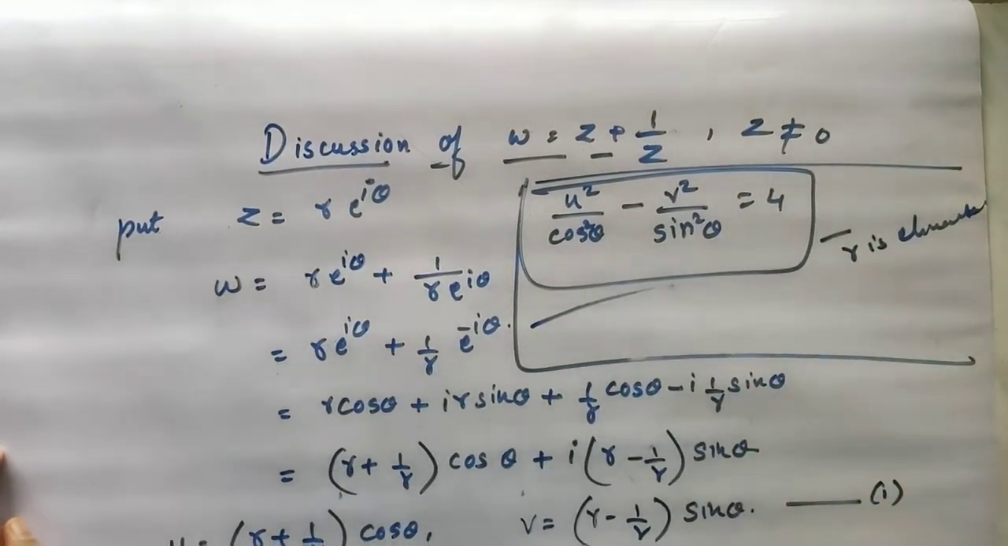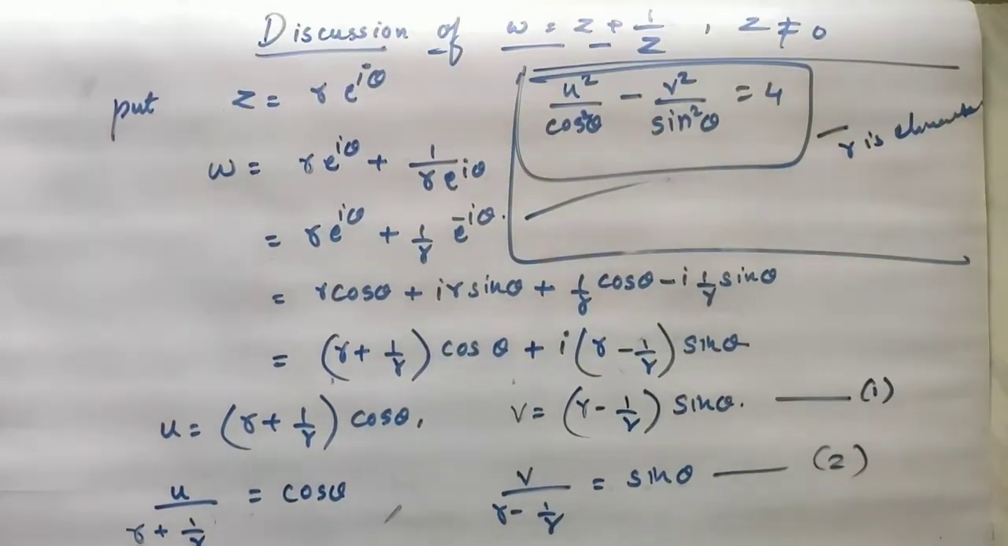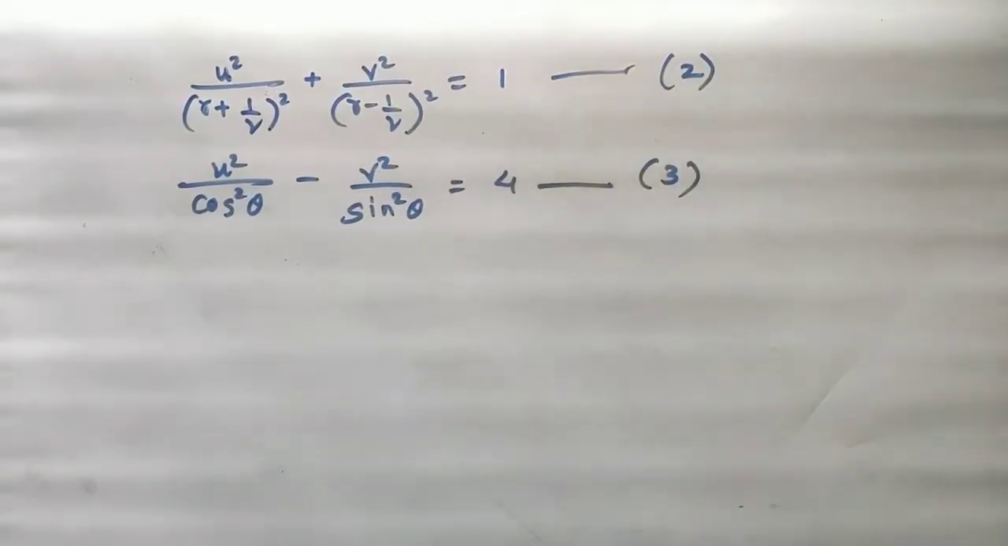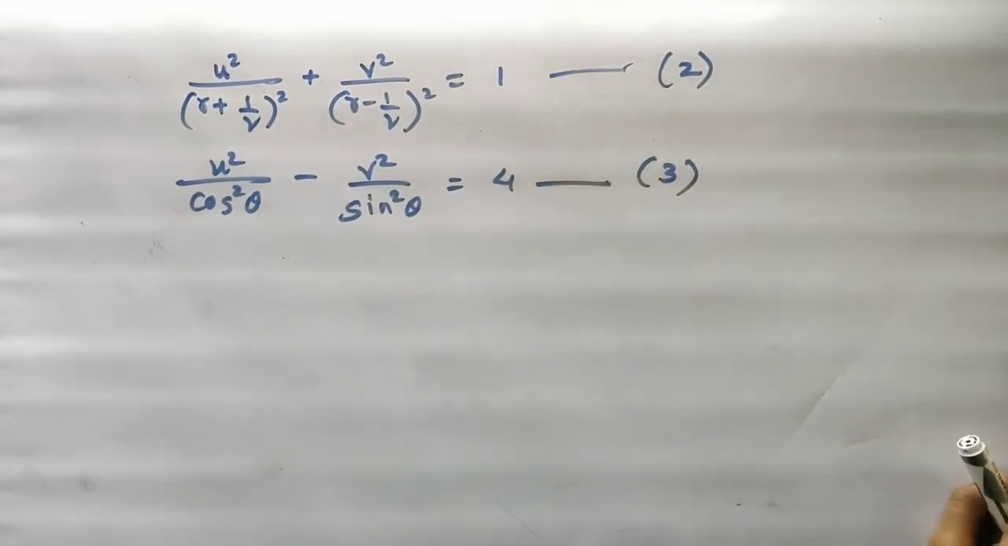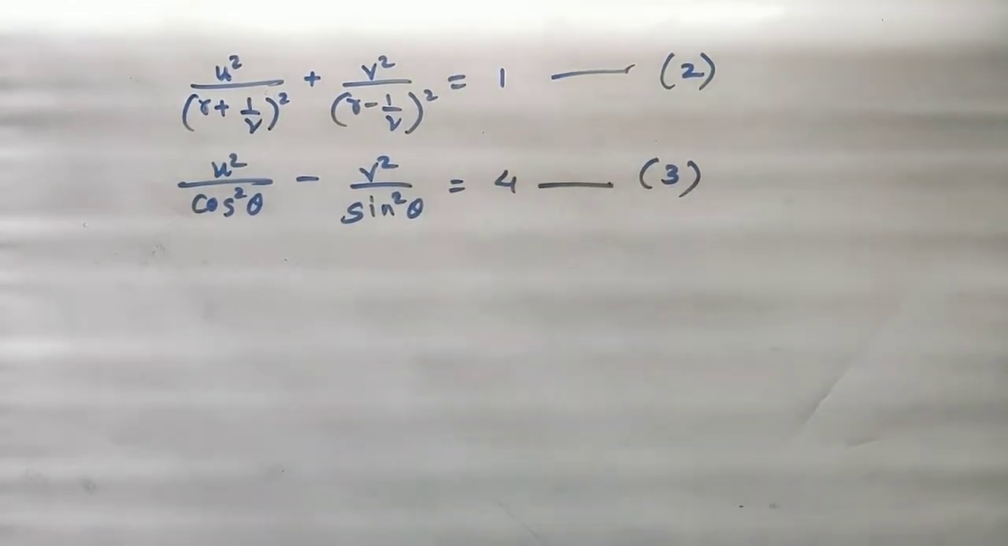So for eliminating r and theta, these are the steps that you need to follow. Now while discussing how this transformation transforms a given line, we have two main equations: (u divided by (r plus 1/r)) whole square plus (v divided by (r minus 1/r)) whole square is equal to 1, and the other equation, u square by cos square theta minus v square by sin square theta is equal to 4. These two deductions we have done so far.